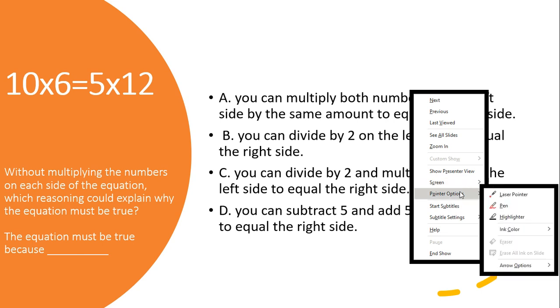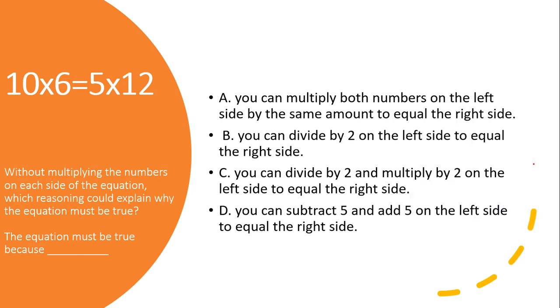This is a video tutorial on how to complete comparative relational thinking problems when they are multiple choice problems. So we're going to learn how to eliminate the wrong answers and find the right answers to be able to explain the reasoning. So this problem says 10 times 6 equals 5 times 12.